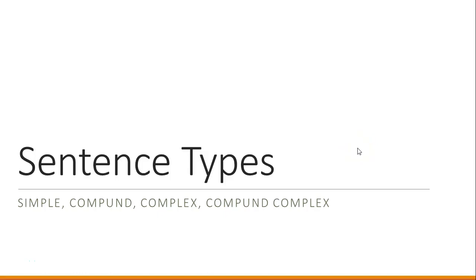Hello everyone, and today I have a very important lesson, or one of the most important lessons that you need to know in order for you to improve your academic writing. Today we're going to talk about the four main types of sentences in English: simple, compound, complex, and compound complex. As complicated as these terms sound, I will try to make the lesson as simple as possible for you guys to comprehend and understand.